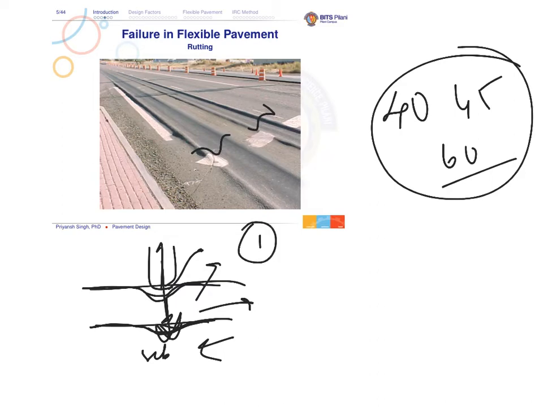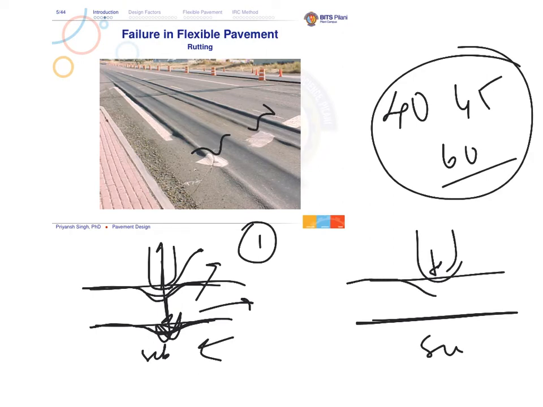There could be one more reason for rutting, that is the failure in the material itself. Suppose I have this pavement and here my subgrade strength is intact and it's not deforming because of the application of load. But what is happening? My bituminous layer is deforming because of the poor quality of this material. So this is rutting type 2. This happened because of the poor mixture used.